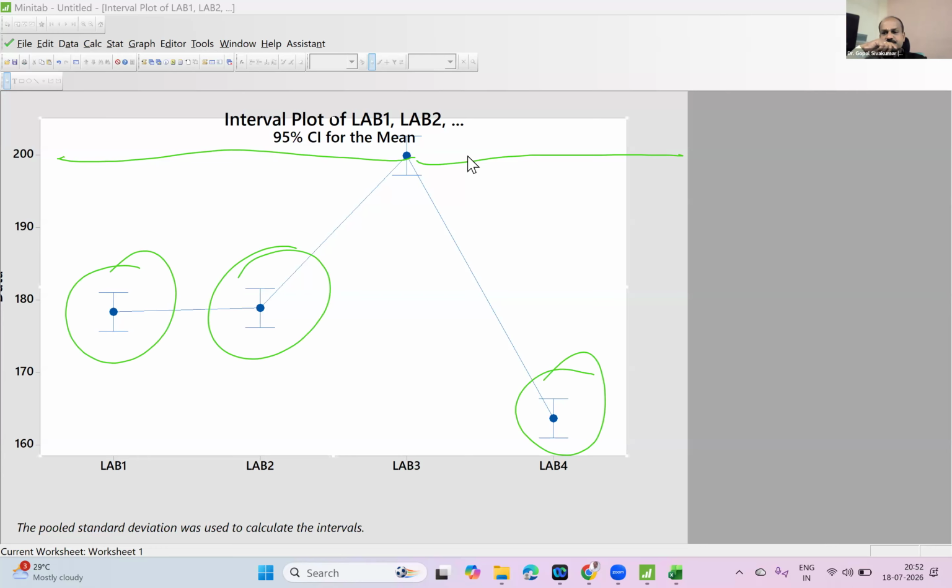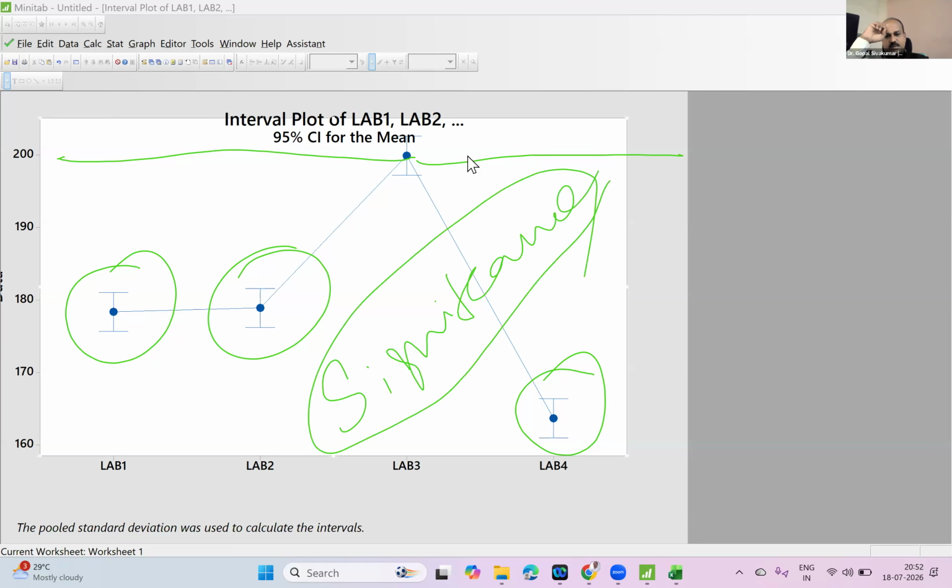Please say yes or no. When I move the mean leftwards or rightwards, I see the mean completely above the confidence interval of all the other 3 labs. Is my statement correct or not? Yes, sir. This is called statistical significance. That means laboratory 3 is found to have a statistically, or significantly, higher TAT than other labs. Another statement: laboratory 4 has significantly lower TAT than other labs.